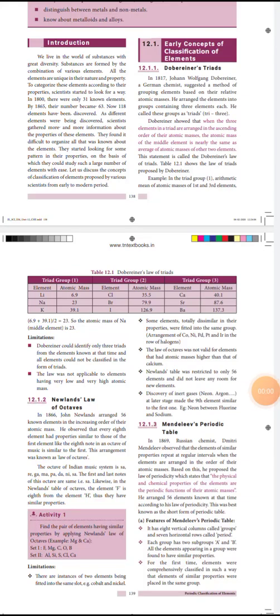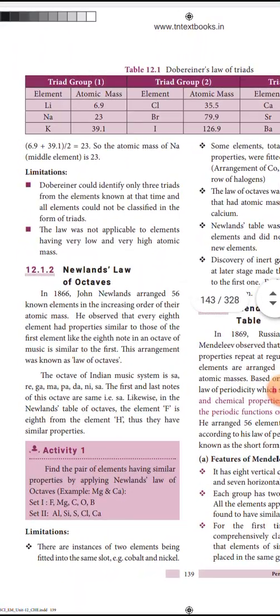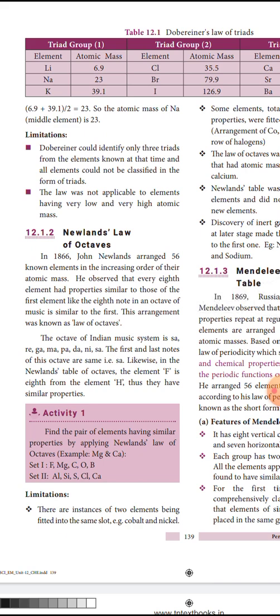We have discussed Dobereiner's triads. Now we are going to discuss the topic 12.1.2, that is Newlands' law of octaves.